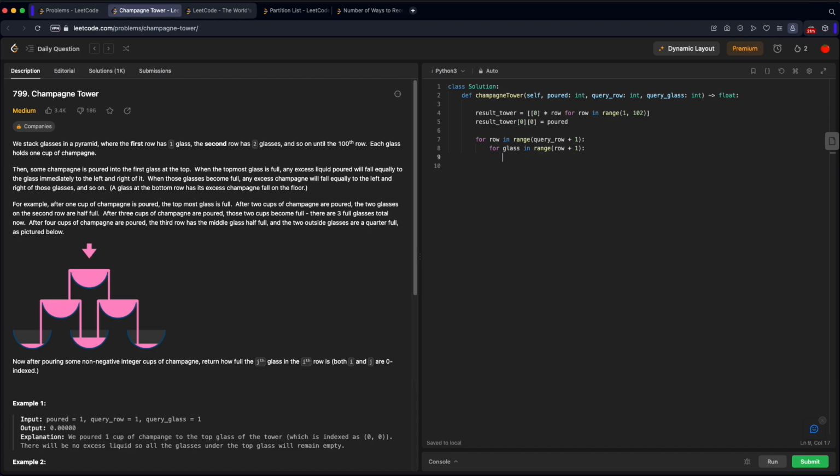Okay, now we'll be looking at the next row. So we'll fill these glasses and we'll start filling up the next glasses. So what's the flow through these glasses? The flow through this glass will be the flow at this result for this glass, so the result tower for this row and this glass.